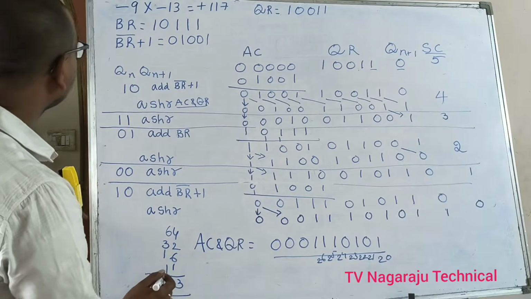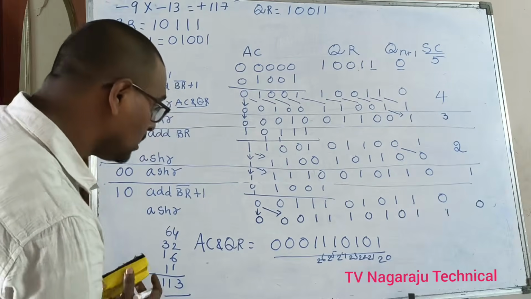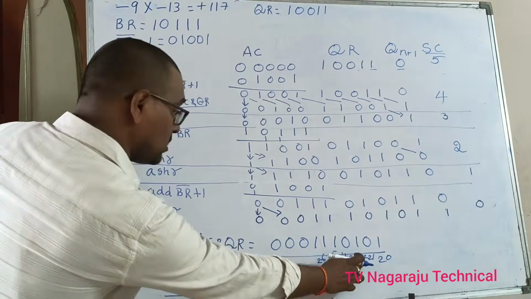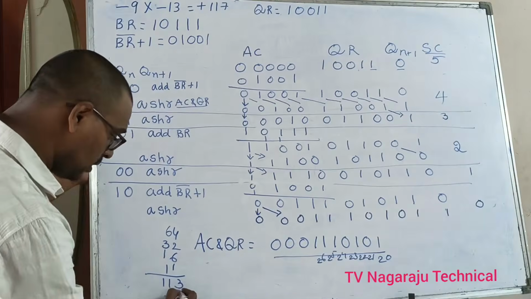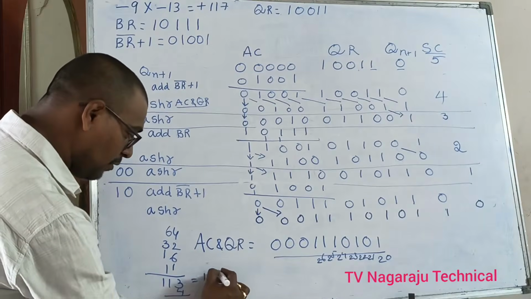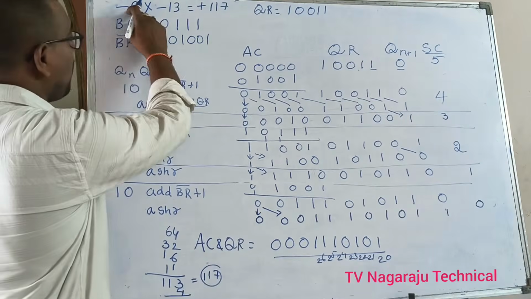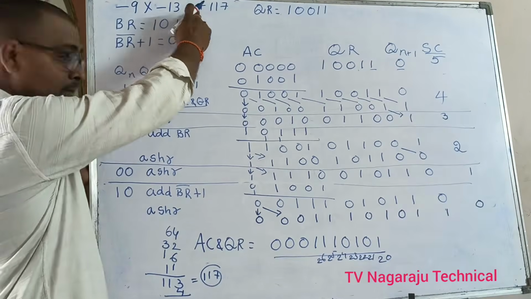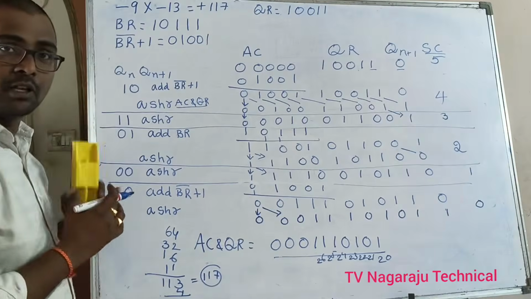So what is the thing? 113. So 2 power 0, 1. Here, 2 square value is also there. Here observe, 2 square value is also there, 4. Now finally we are getting 117. So what is the factor? 117 by 2 minuses, obviously it becomes a positive. So we are getting the positive number.